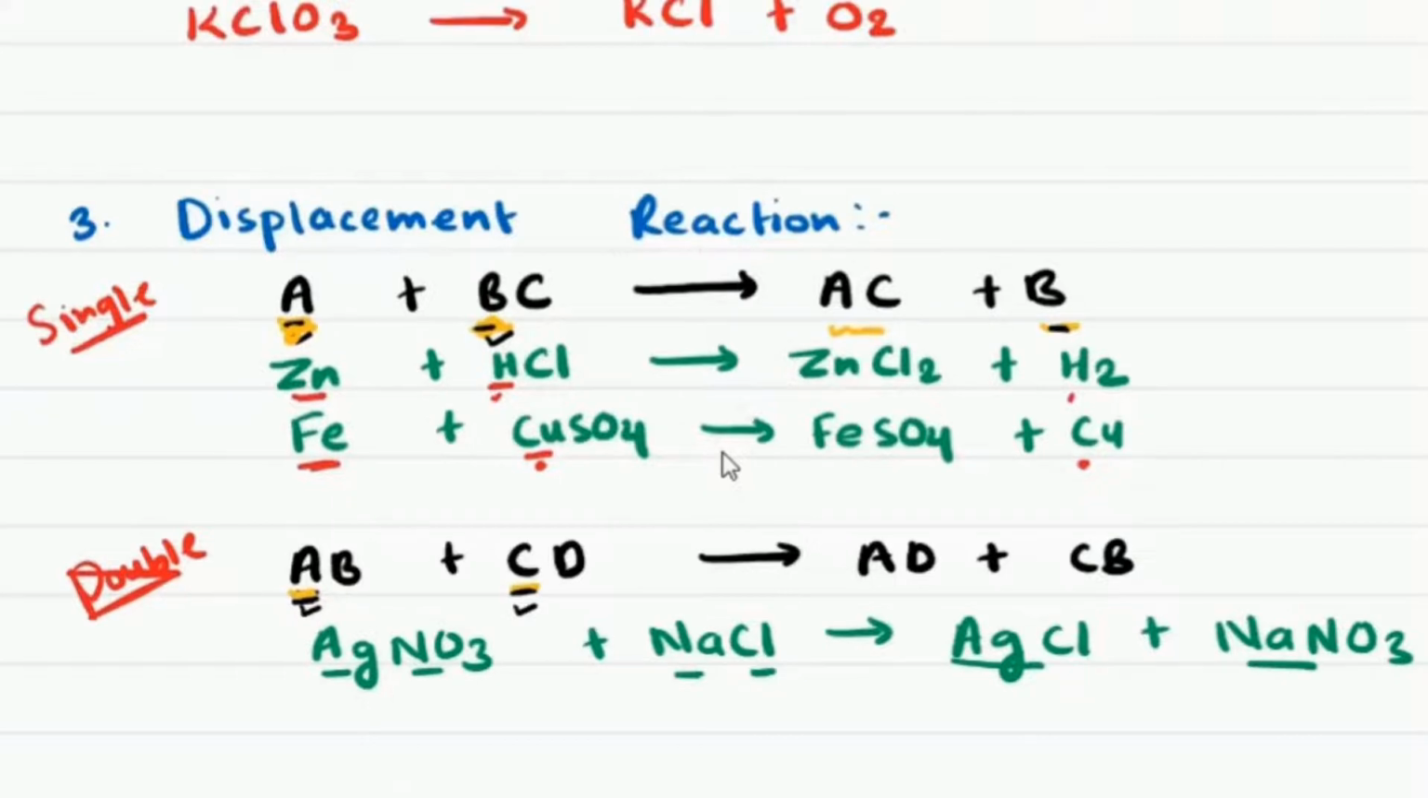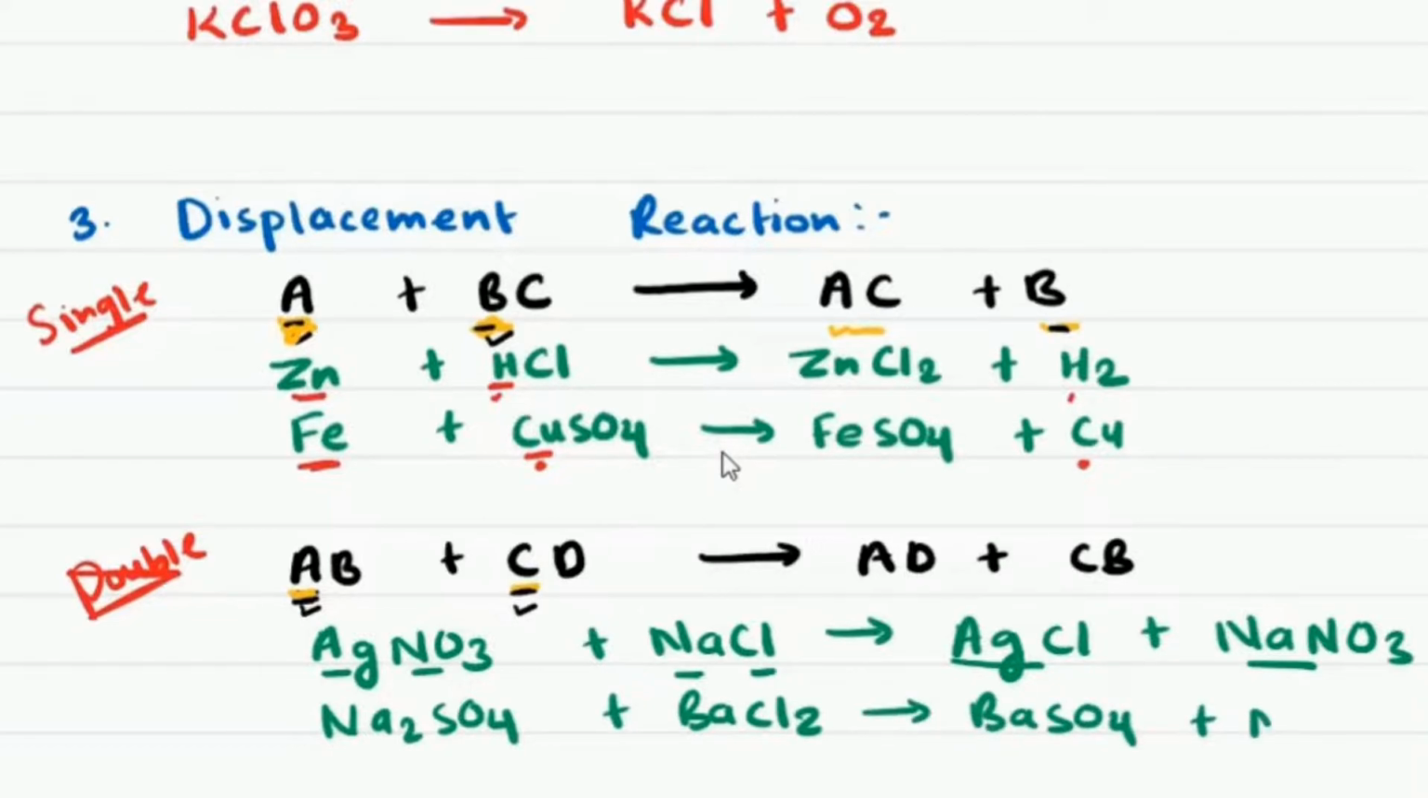Another example could be sodium sulfate reacts with barium chloride to form barium sulfate and sodium chloride. So in these reactions, the cations and anions are interchanging their places to form new products. And this type of chemical reaction is known as double displacement reaction.